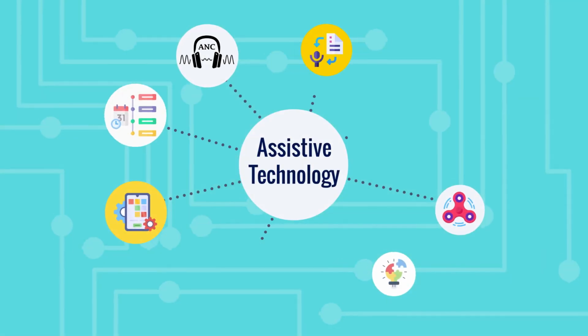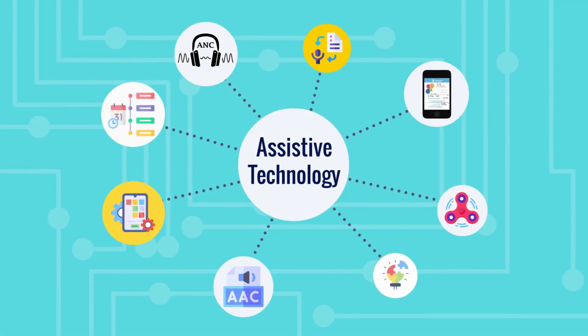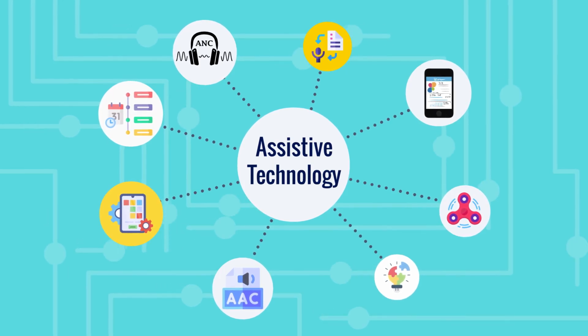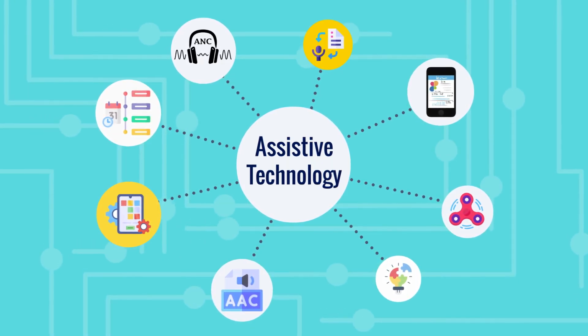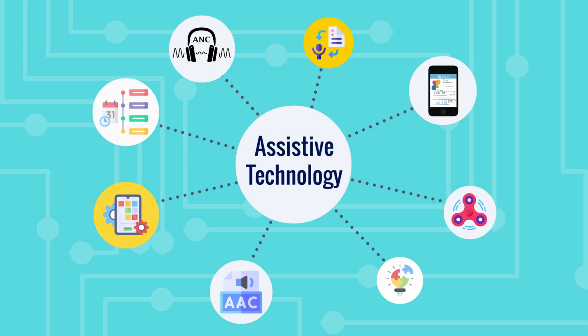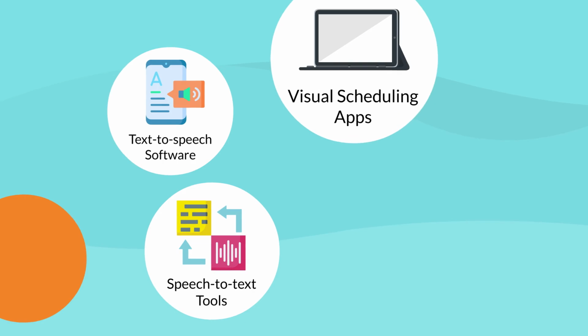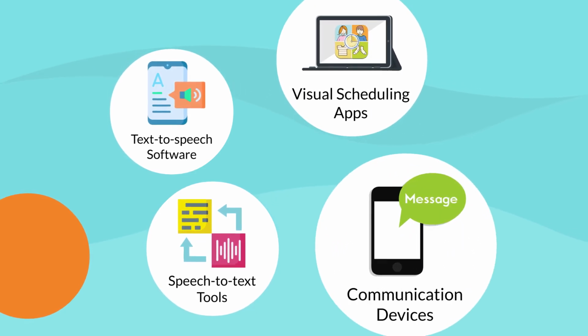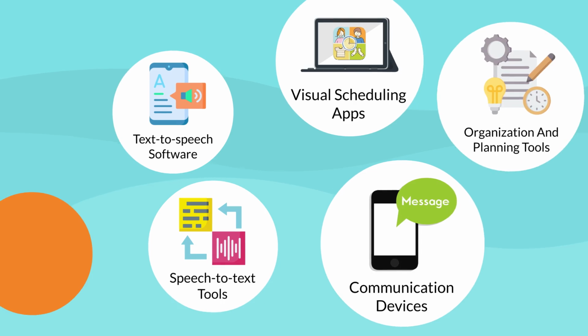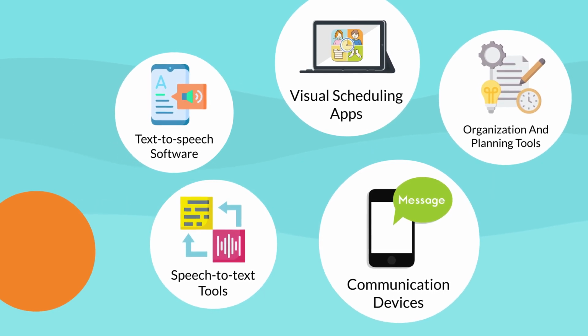Another crucial element is assistive technology. Many parents don't realize that assistive technology evaluation should be considered for every child with an IEP. This could include text-to-speech software, speech-to-text tools, visual scheduling apps, communication devices, organization and planning tools.